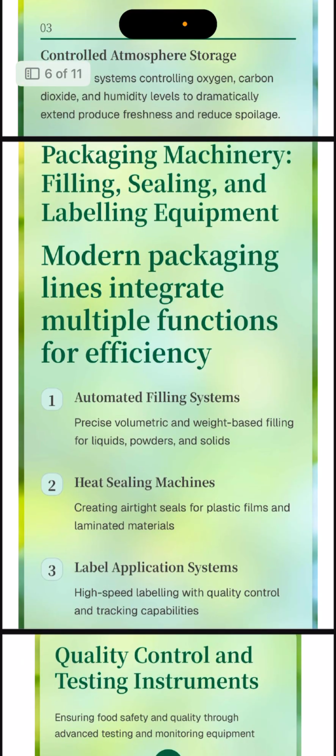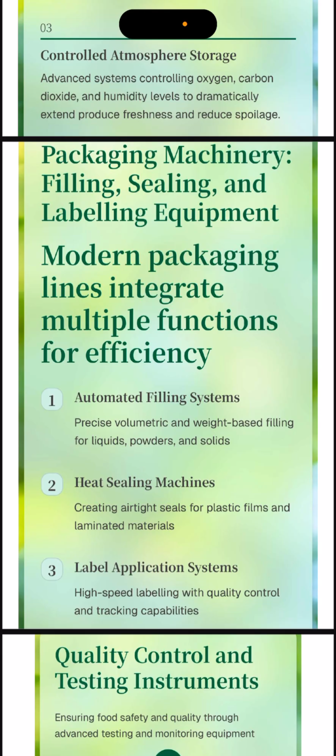Packaging machineries. The final protective layer. Packaging serves multiple roles. It protects the product from physical damage and contamination, provides a controlled environment to extend shelf life, and communicates essential information to the consumer. In packaging, automated filling systems, heat sealing machines, and label application systems are the main equipments or machineries.